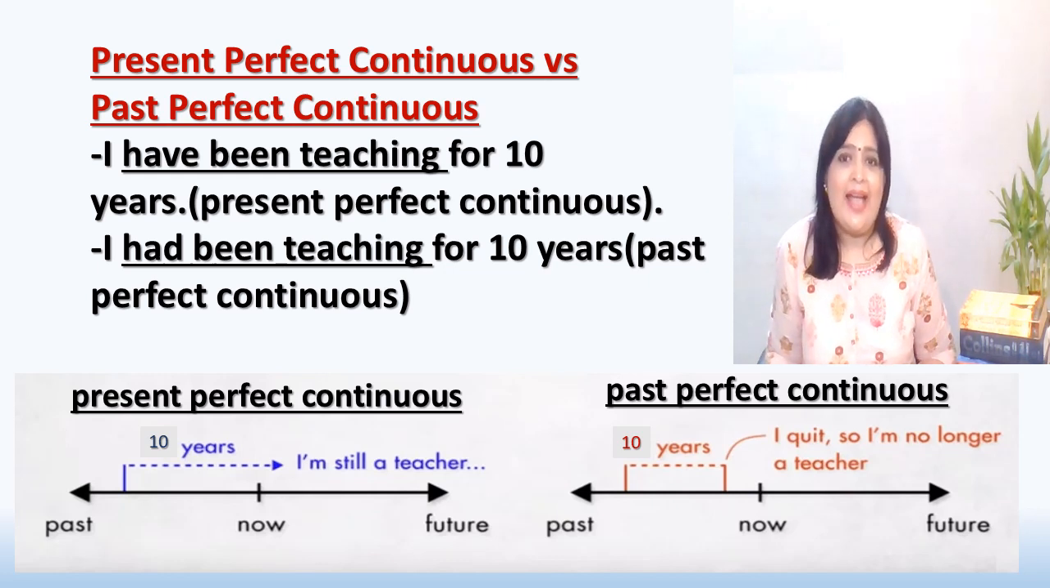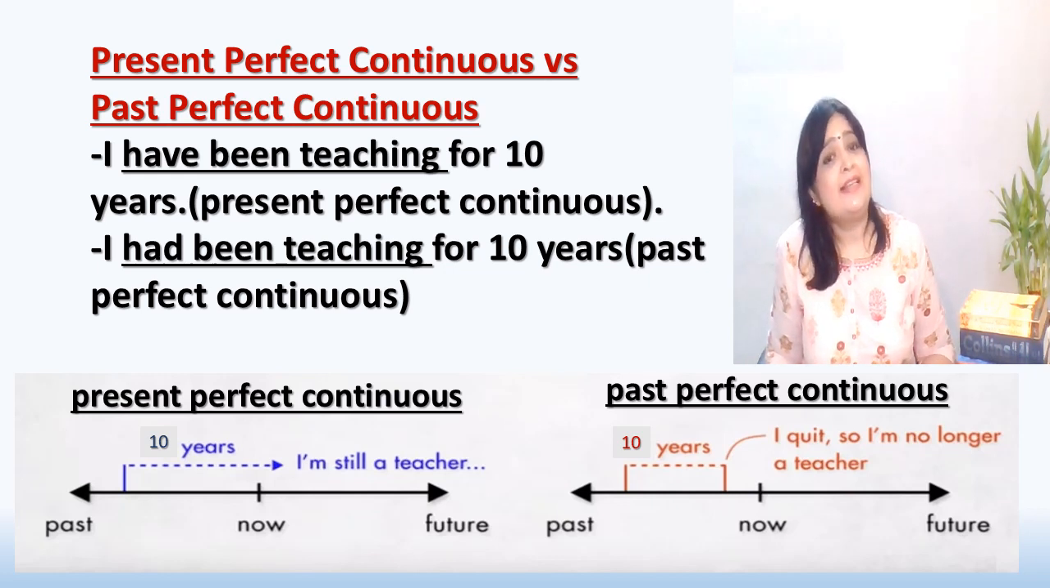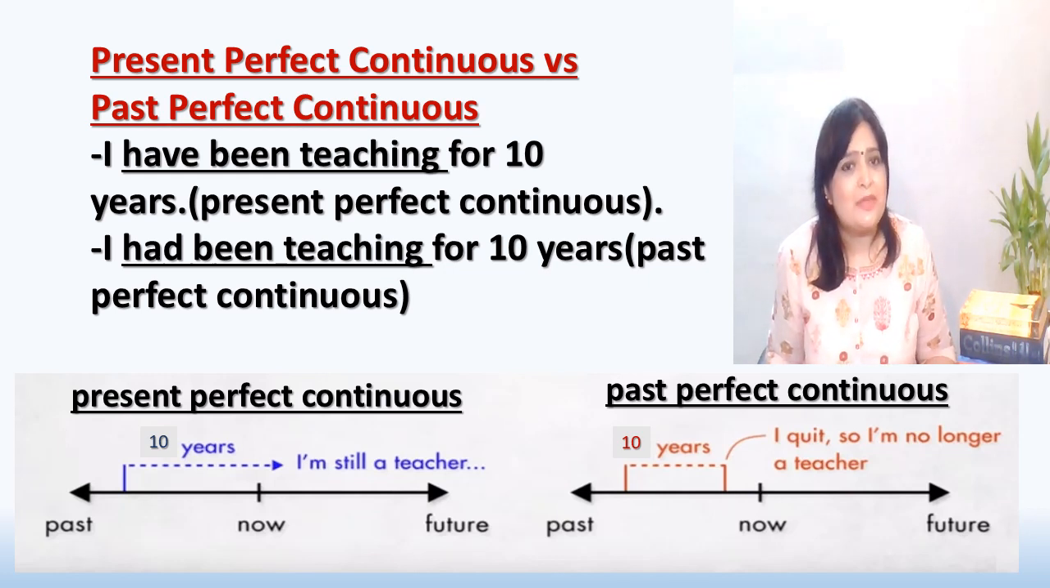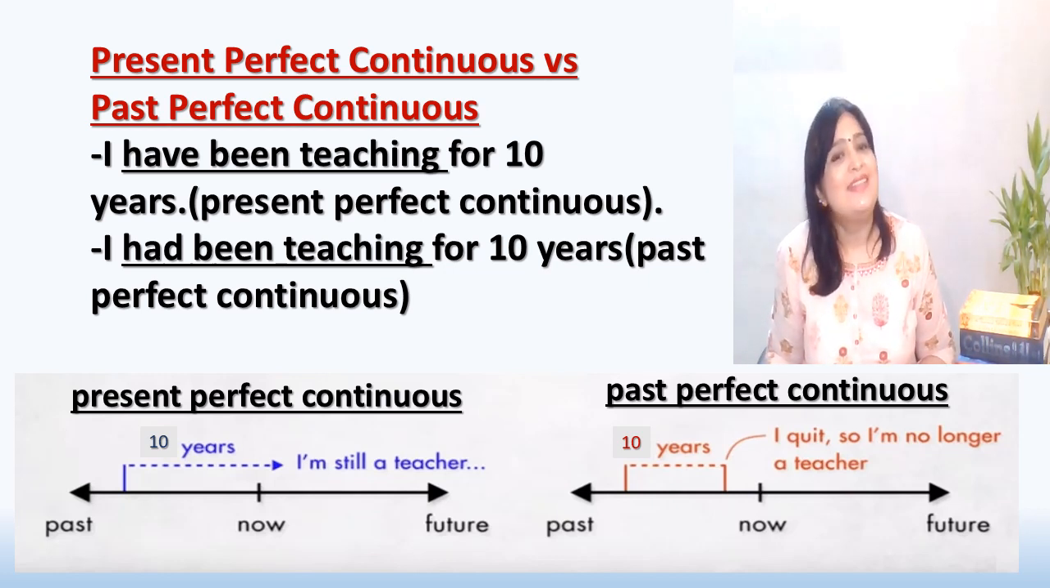It is I had been teaching for 10 years. Means 10 years तक लगातार मैंने पढ़ाया पर अभी मैंने पढ़ाना छोड़ दिया है. Means in the past for 10 years I had been teaching, but maybe 2 weeks back or maybe a year back I left teaching. So now at present I am not teaching. So is it clear to you now?